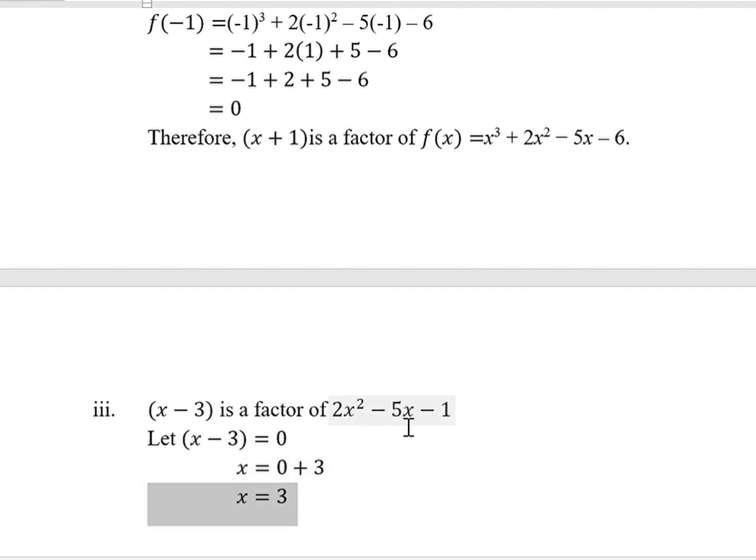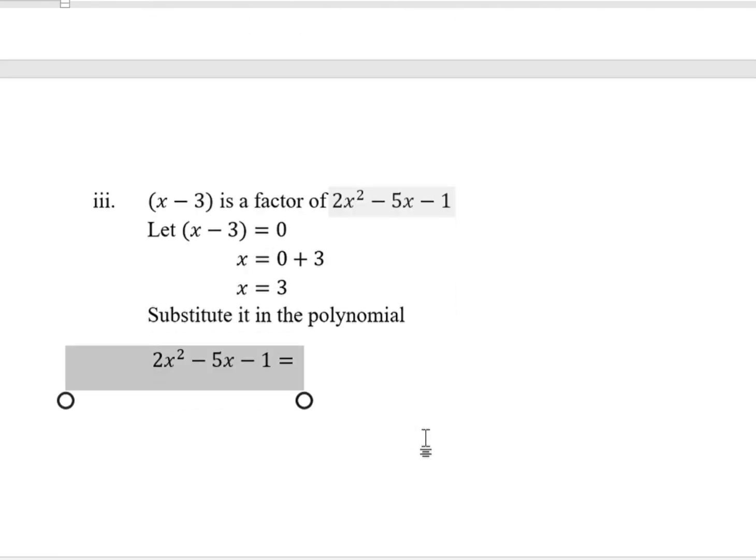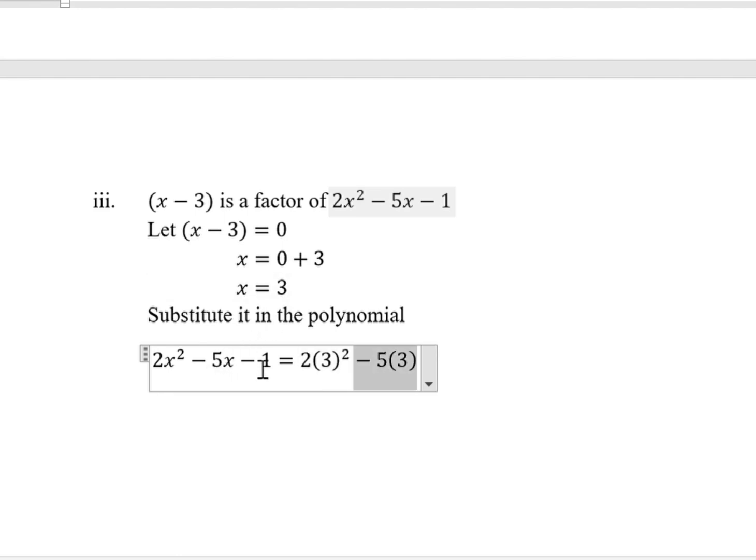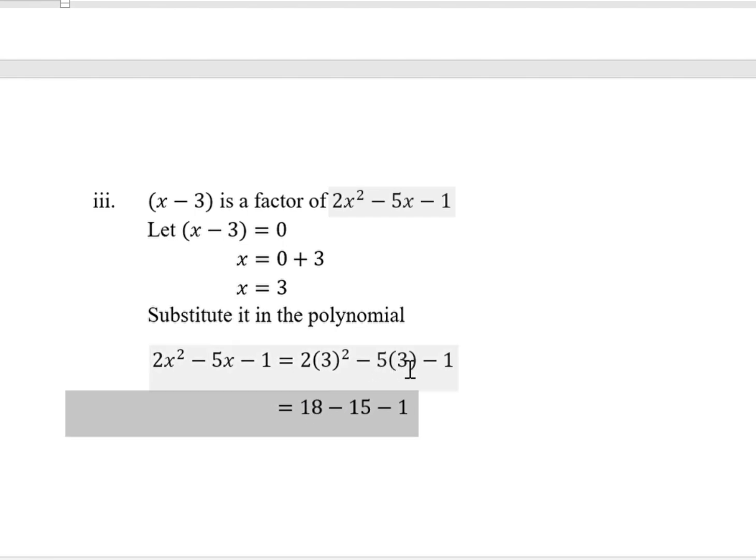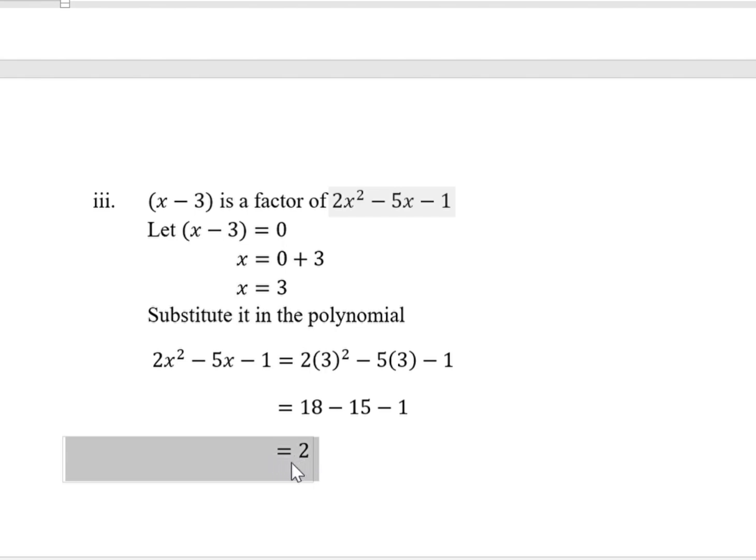Substitute it in the polynomial, so you will get 2x squared minus 5x minus 1 being equal to 2 into our x, which is 3 here. So it will be 2 into 3 squared minus 5 into 3 and then minus 1. This one is 9 times 2 giving us 18. So that's equal to 18 minus 15 minus 1, which gives us an answer of 2. We have got an answer of 2 here. Since 2 is not equal to 0, it means this one is not a factor of this polynomial.